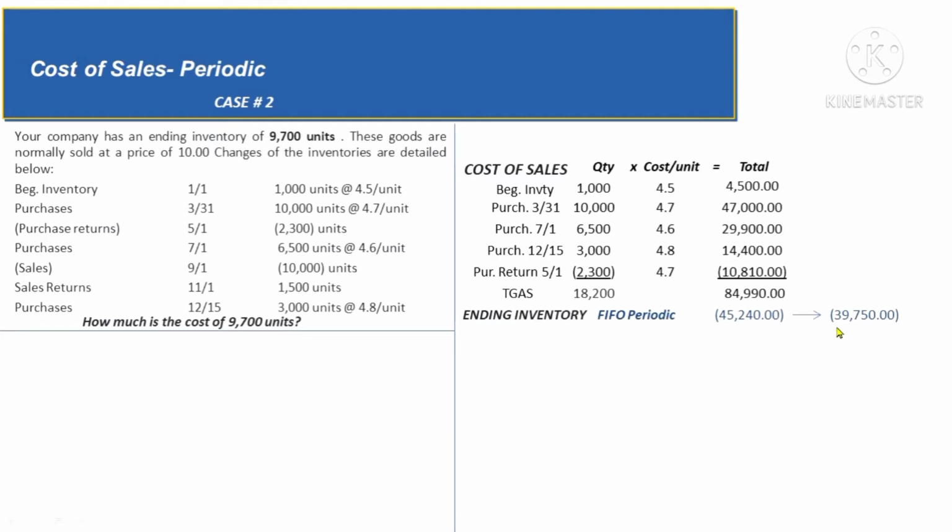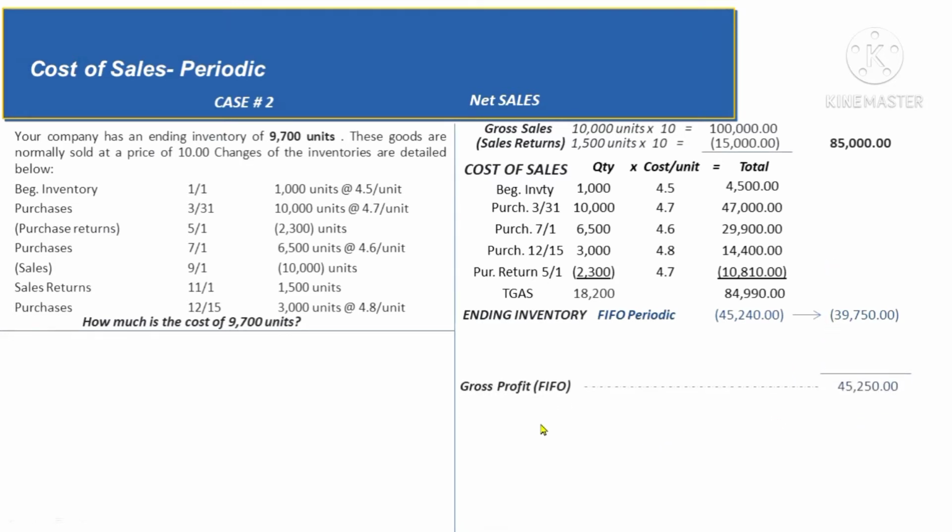But first, we need to get the net sales. And based on this case, we have 10,000 units were sold at 10 per unit. So meaning the gross sales is 100,000. But the customers returned 1,500 units last November 1. So we need to deduct 1,500 units times 10 for this, and we will get a net sales of 85,000. And here 85,000 minus the cost of sales, we're gonna get a gross profit of 45,250.